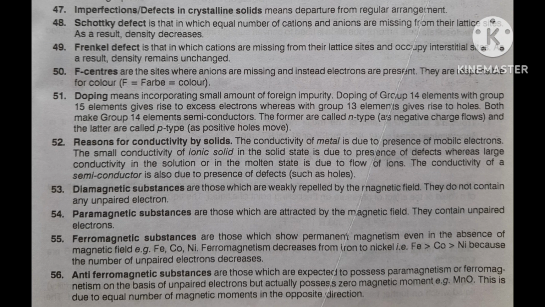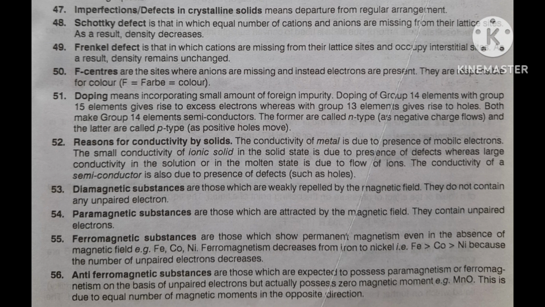Now another point I am going to discuss, that is diamagnetic substances. There are many magnetic substances. First is diamagnetic, second is paramagnetic, third is ferromagnetic, fourth is antiferromagnetic. Correct? And next is ferrimagnetic. Then I will tell you what these are.